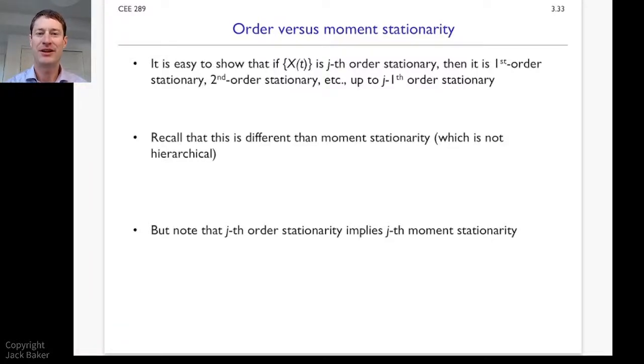Hi, with this video I want to do a few more comparisons of order and moment stationarity, just try to build a little more intuition about these conditions and how they relate to each other. Okay, so first of all is kind of how does order and moment stationarity relate to each other.